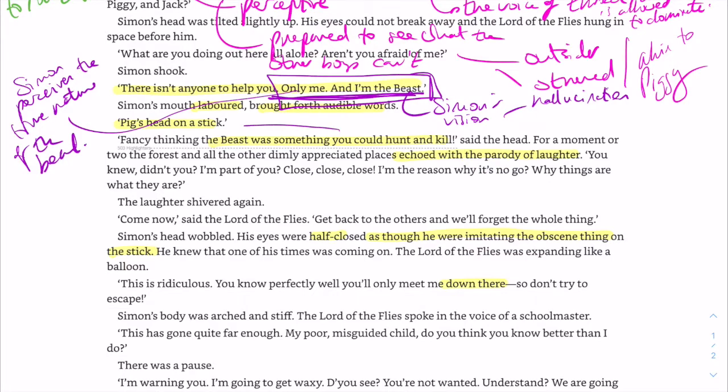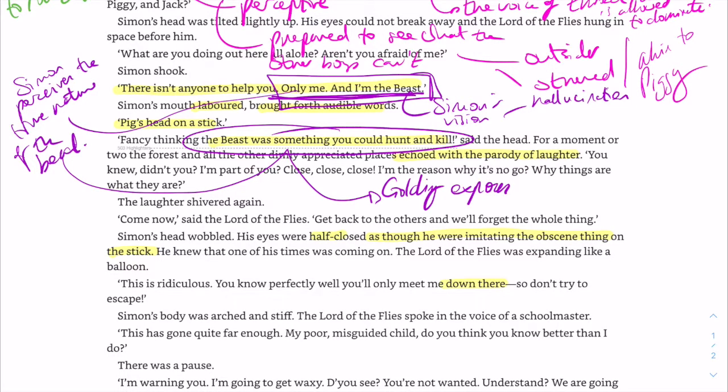And it's significant that Simon is the one who can see it, because the figure of the Lord of the Flies goes on to taunt that fancy thinking the beast was something you could hunt and kill. Because, of course, that darkness, that blackness, that rotting core of humanity can't be hunted, it can't be killed, it can't be wiped out.